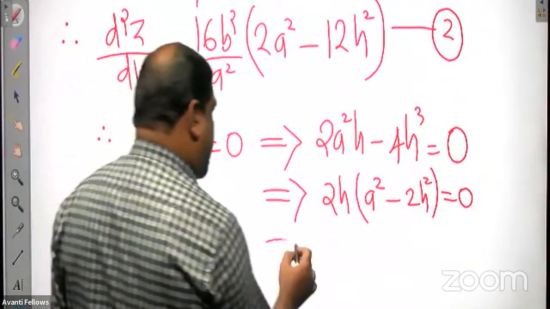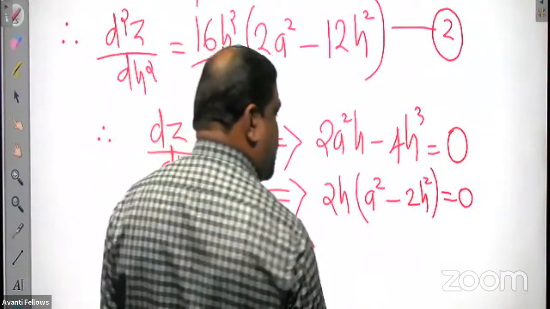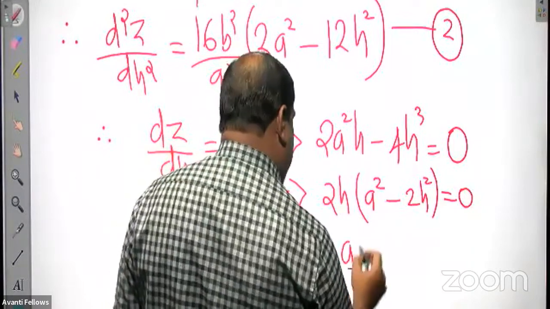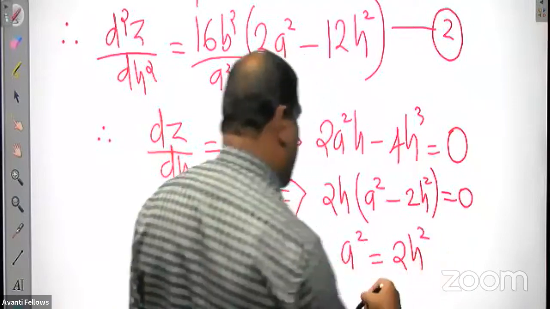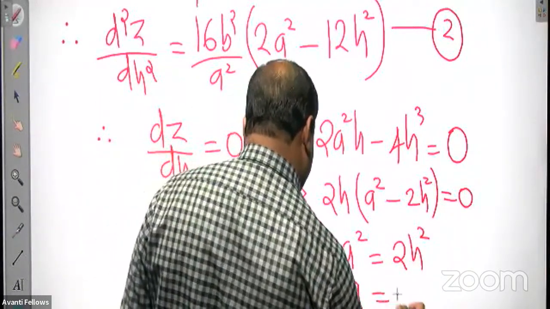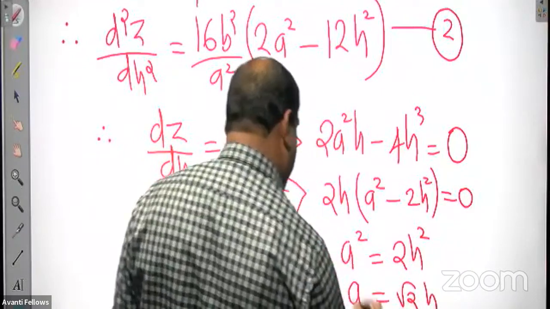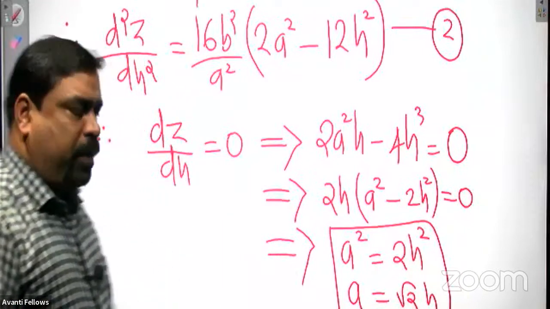So which implies very clearly h cannot be 0. So that means you will get s square minus 2h square equals 0. That is s square is equal to 2h square. Okay, s square is equal to 2h square. Yeah, a is equal to root 2h. Both are equivalent only. Okay, that is our critical point.